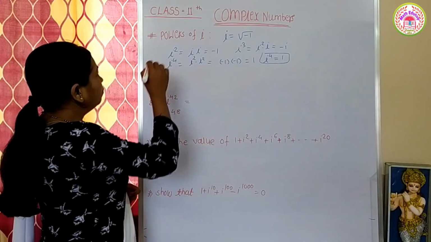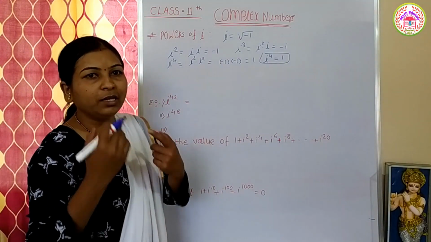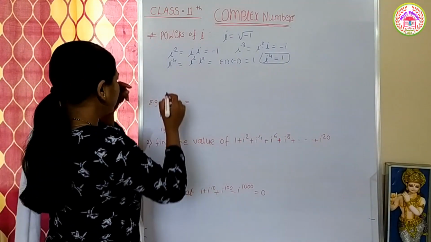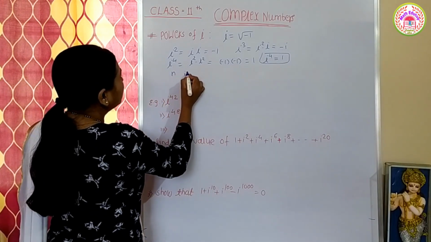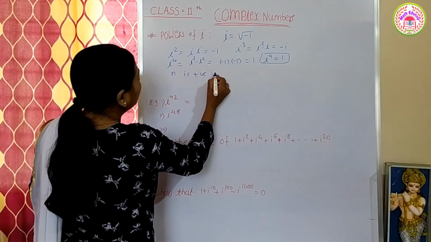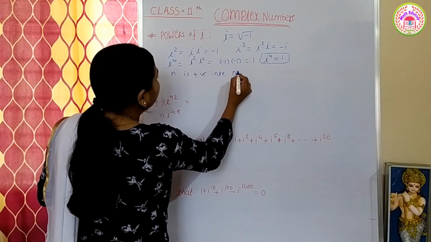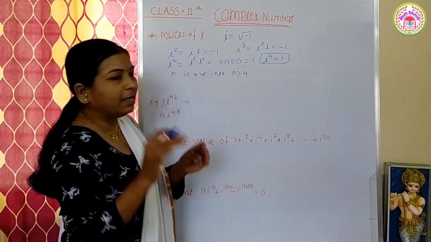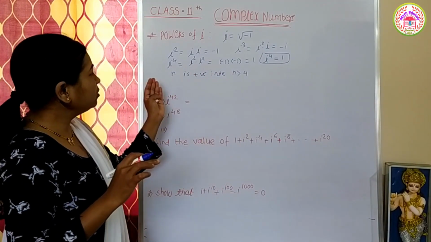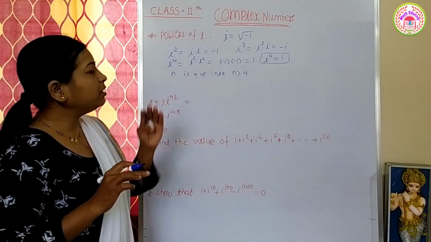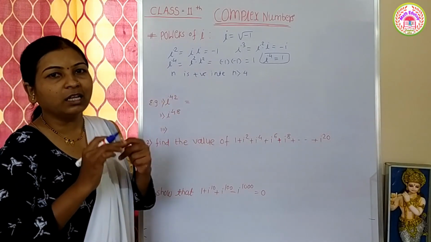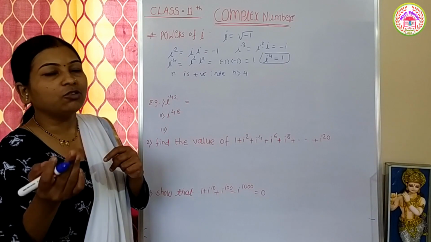Then to find i raised to any power, suppose n is any positive integer, and this n is strictly greater than 4. Here we study in general, if n is any positive integer greater than 4, how to find i raised to the power n.